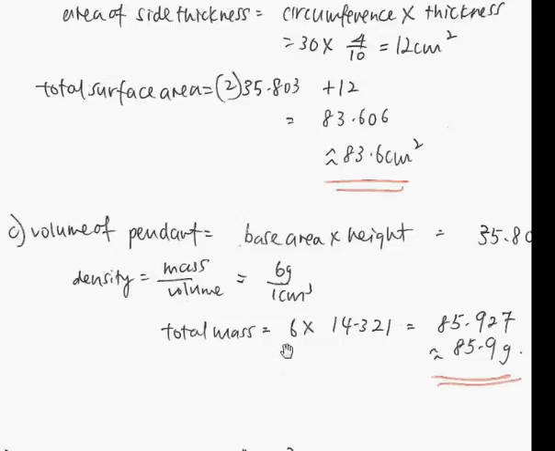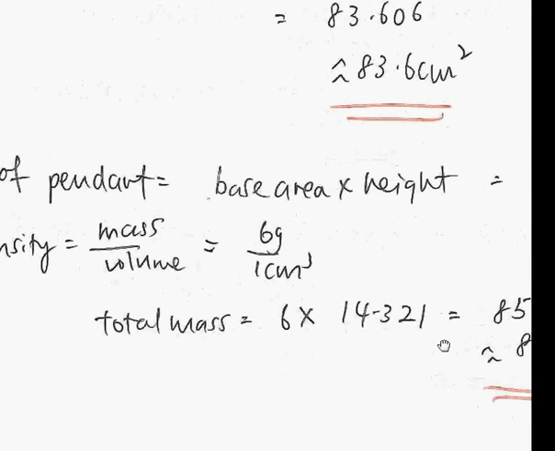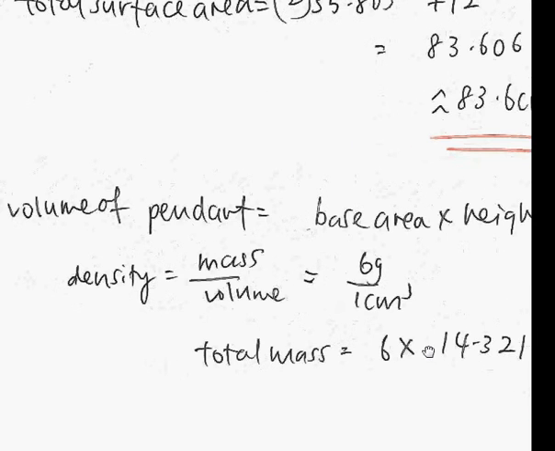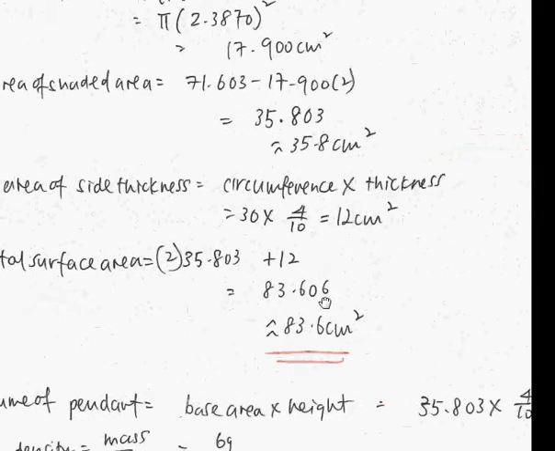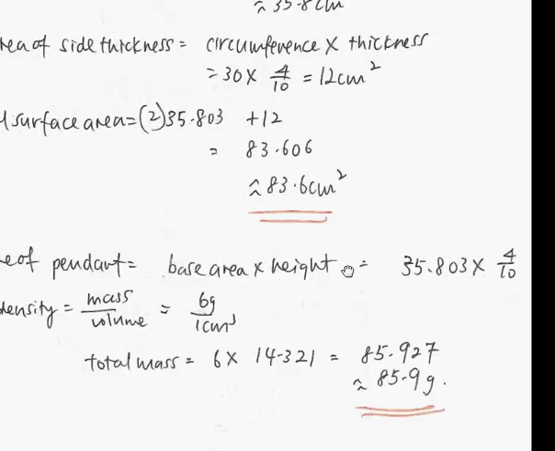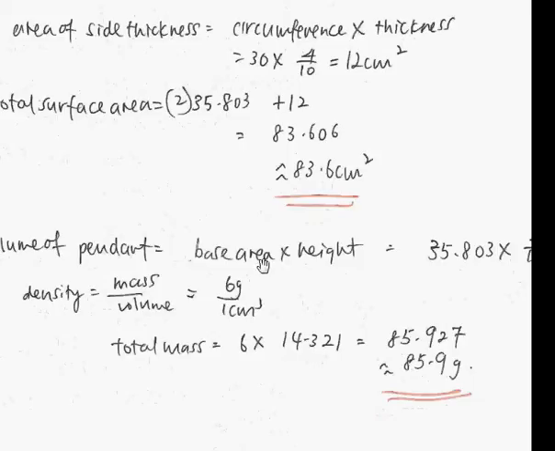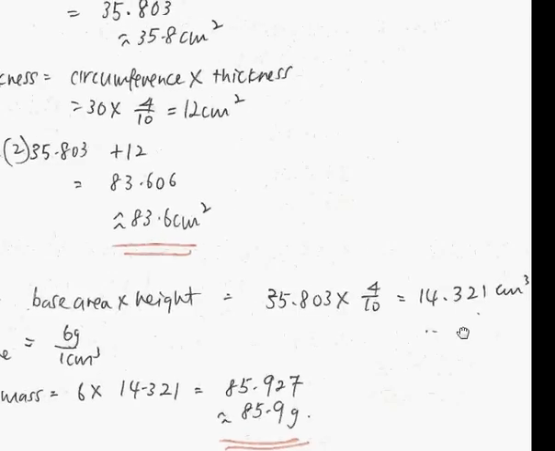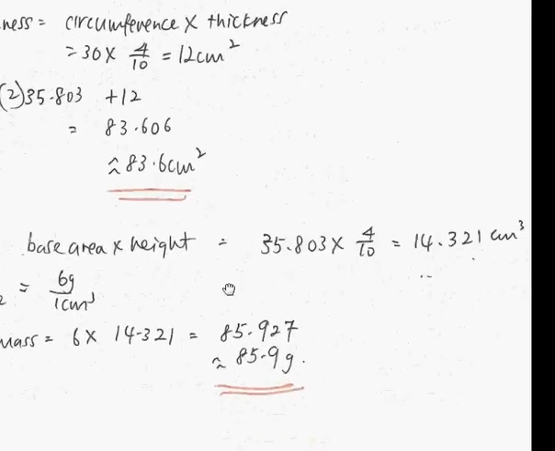Since it's given that the density of the material used to make the pendant is 6 grams per centimeter cube, we have to find the total mass of the pendant. To find the volume of the pendant, it's base area times height. We found the base area previously to be 35.803 and the height to be 4 mm. So the total volume is 14.321 centimeter cube. Density is mass over volume, so it's 6 grams over 1 centimeter cube. Since we have 14.321 centimeter cube, the total mass is 14.321 times 6. So the total mass of the pendant is 85.9 grams in 3 SF.